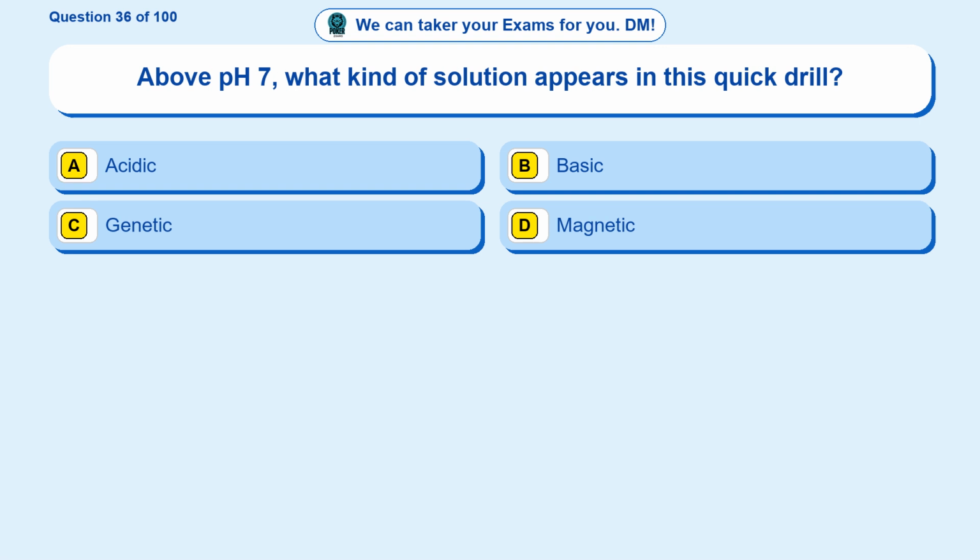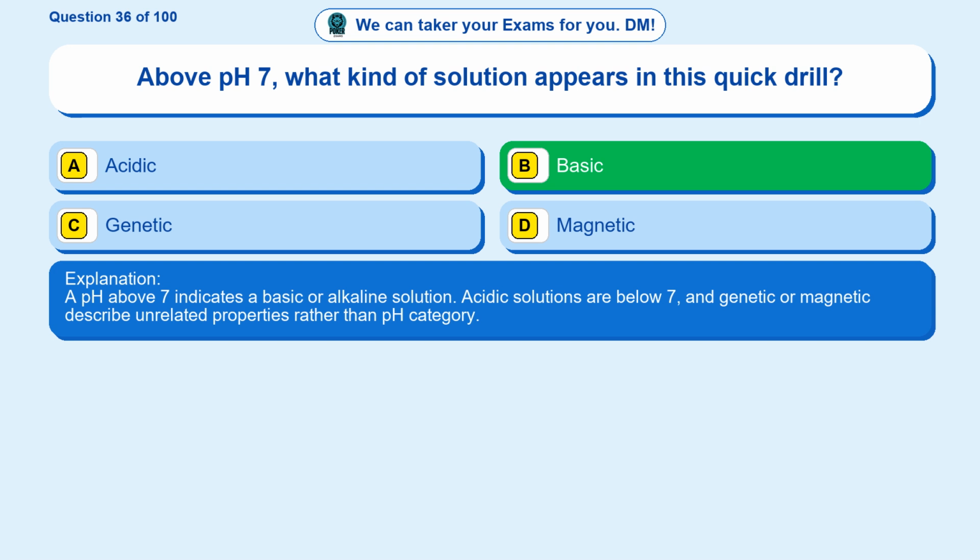Question 36. Above pH 7, what kind of solution appears in this quick drill? Option A, acidic. Option B, basic. Option C, genetic. Option D, magnetic. The correct answer is option B, basic. A pH above 7 indicates a basic or alkaline solution. Acidic solutions are below 7, and genetic or magnetic describe unrelated properties rather than pH category.